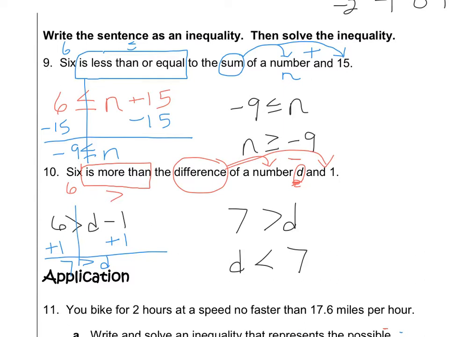Okay, so looking at the application, we're going to be now applying our skills of writing inequalities from sentences into a problem and solving it. So go ahead and pause it for part A and see if you can get the answer for part A. Then you're going to check back before moving on to part B. Let's make sure we're on the same page on part A.